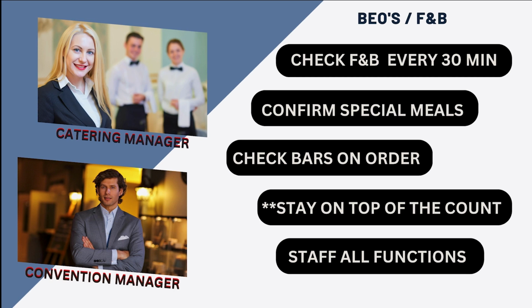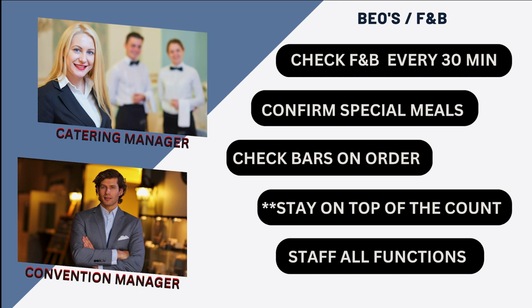So, in regard to the BEOs, when the event begins, make sure you work closely with your catering and convention manager. Check every food and beverage function at least 30 minutes prior to making sure all is looking good and on track. You don't want any surprises last minute when the VIPs walk in and your dinner isn't ready. Confirm any special meals and know who those special meals are for. Your allergies, your aversions, anything like that you're going to want to know ahead of time. Check the bars to make sure they have what you ordered. Did you order house brands or call brands? Make sure they're there.